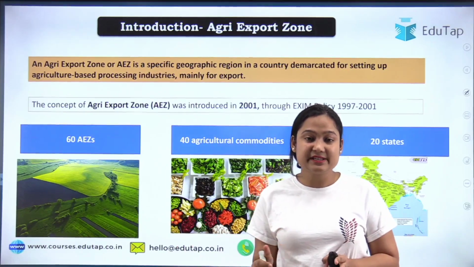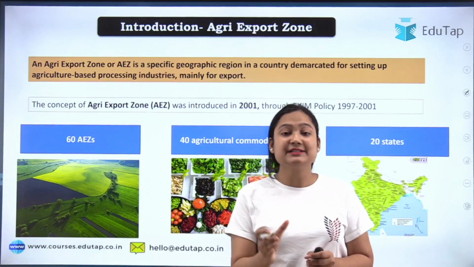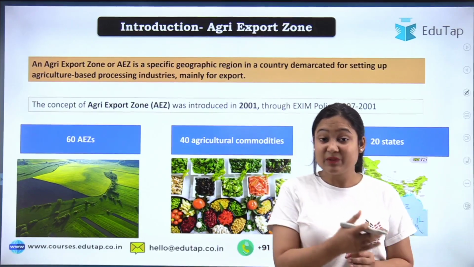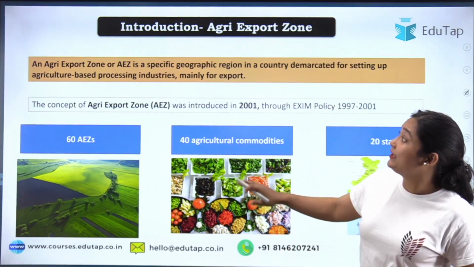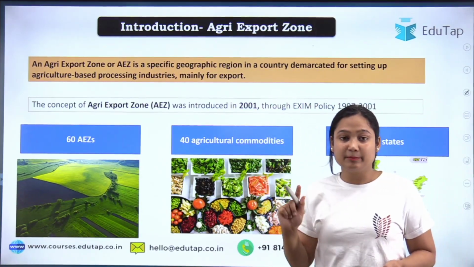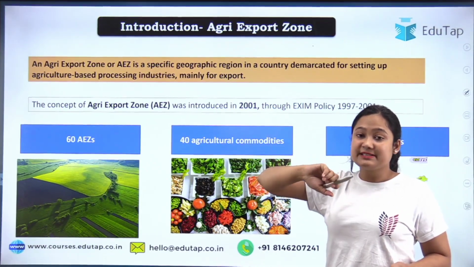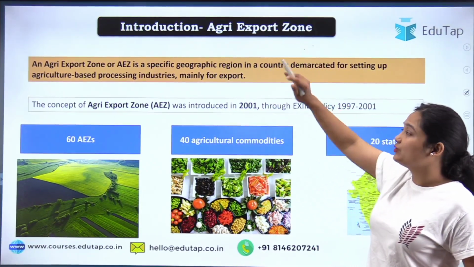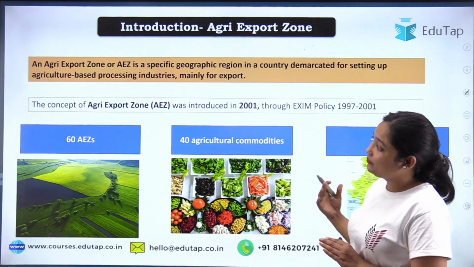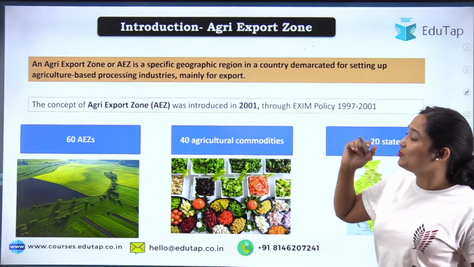For the ARD static series, you have to understand the economics that is based on agriculture. As you have seen in the PYQ, you will not study agriculture export zones in the ESI chapters or the ESI statics. So this is something that you should discuss here. Other things you will be able to discuss in the ESI part only. So moving to the agriculture export zone.